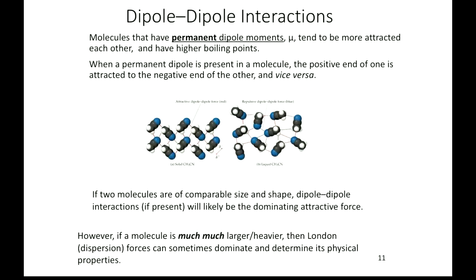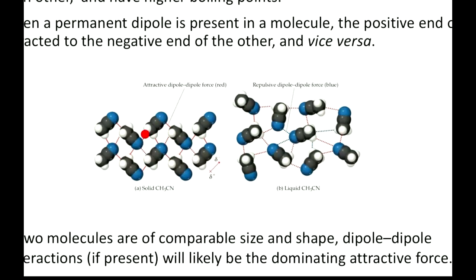We talked about LDF being really important in nonpolar substances. Only polar substances can exhibit dipole-dipole attractions, because the name already says it: a dipole interacting with a dipole, a permanent dipole interacting with a permanent dipole. Only polar molecules have permanent dipoles, so that's what you want to be looking for here. Here's the example of acetonitrile. The red lines are your dipole-dipole attractions. See how they're between molecules?